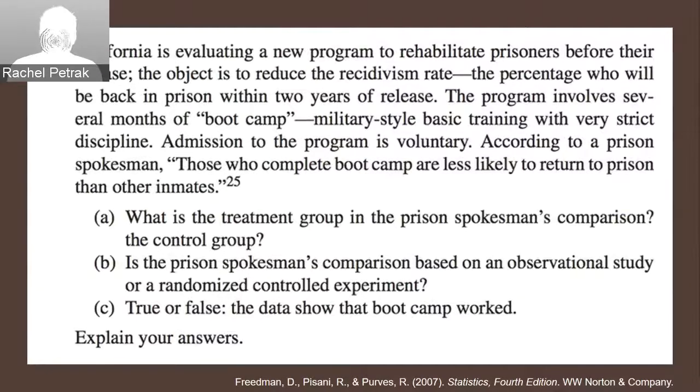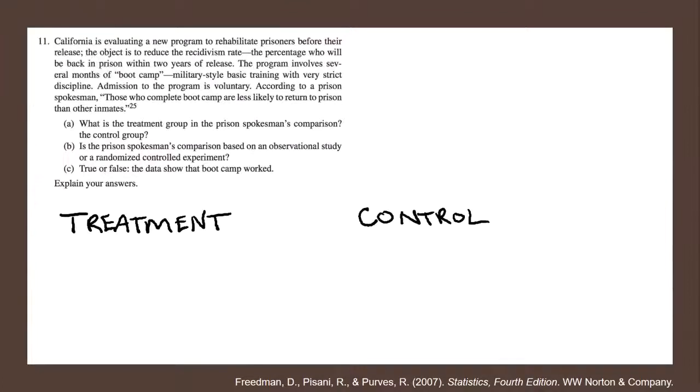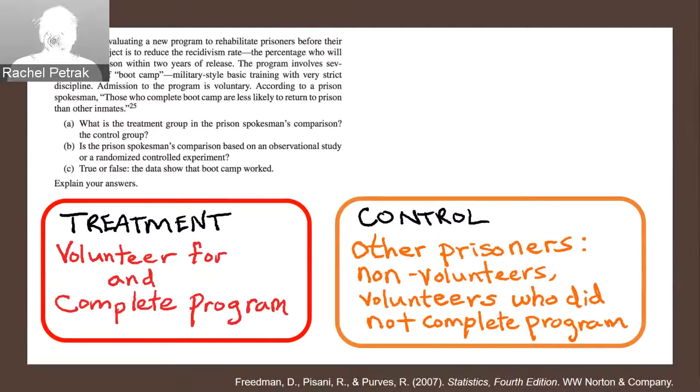Let's look at Part A. What is the treatment group in the prison spokesman's comparison, and what is the control group? Well, we have two groups here. And in the treatment group, they volunteered for and completed the program. Whereas in the control group, we have other prisoners, just all other inmates. Those could be non-volunteers or inmates who volunteered for the program but didn't complete it. So this control group is mixed.